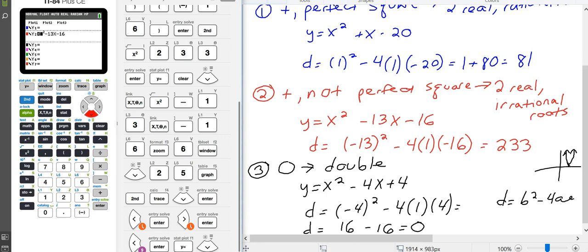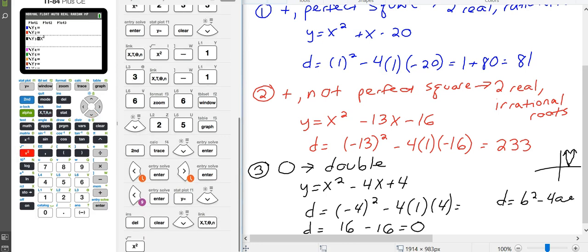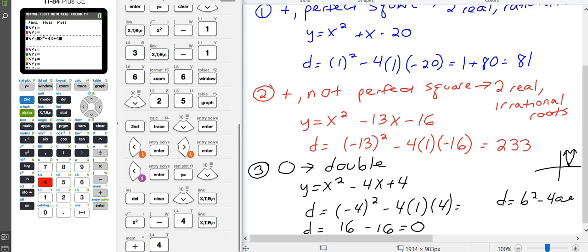We're going to graph it in y3 because I wrote in black. So x squared minus 4x plus 4, and zoom 6 for zoom standard. And we see that it just touches the x-axis at that one place where x is equal to 2.